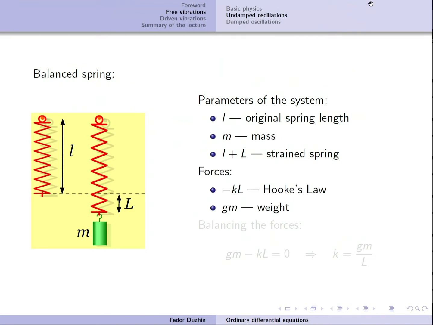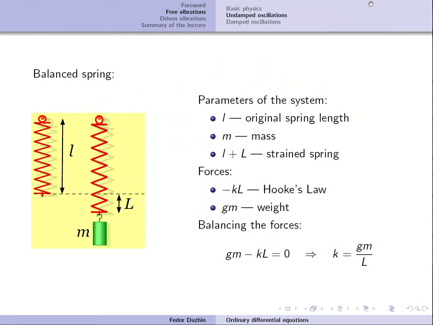Right, so since now everything is balanced, the spring is not moving. It means that the sum of all forces is 0, and the forces are the Hooke's law, which is the spring's force acting on the weight, and there is the weight of the object itself, which pulls it down. So the spring pulls it up, and the gravitational force pulls it down. And balancing the two forces, we get that mg minus kL is 0, or alternatively, k equals mg over L.